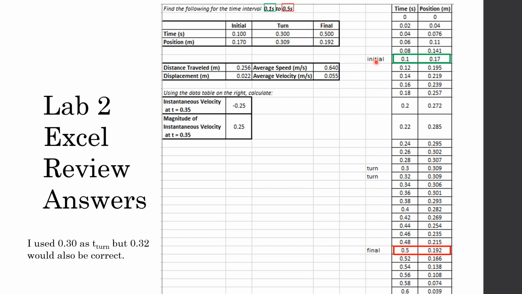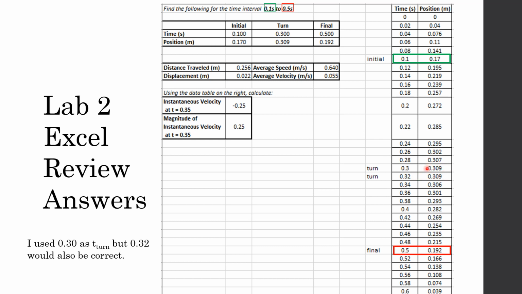So you can see I've labeled them on my data table, and this data table should look really familiar. It looks a lot like the capstone data that you collected last week. So my initial time is 0.1, right? So I recorded 0.1. My final time is 0.5, so I record 0.5. And my turn time, I recorded as 0.30. So I chose to use the first one for my maximum displacement.